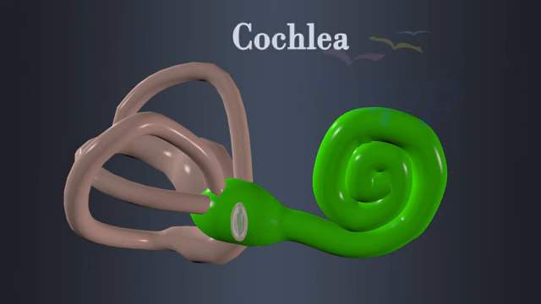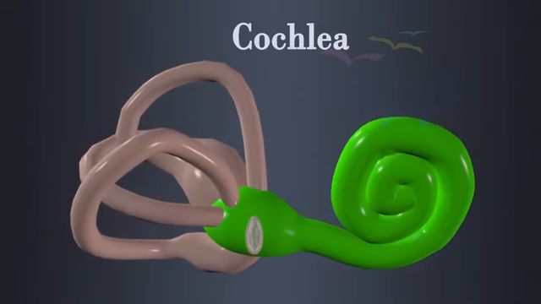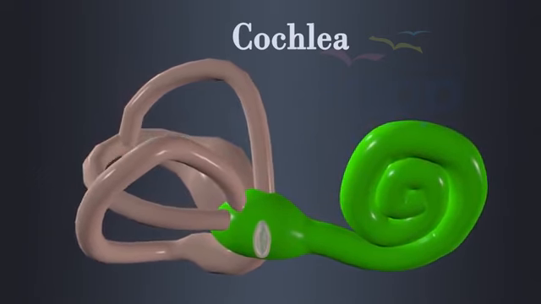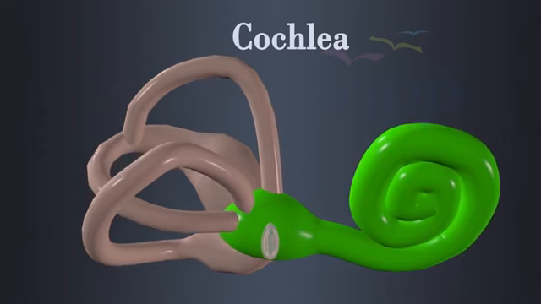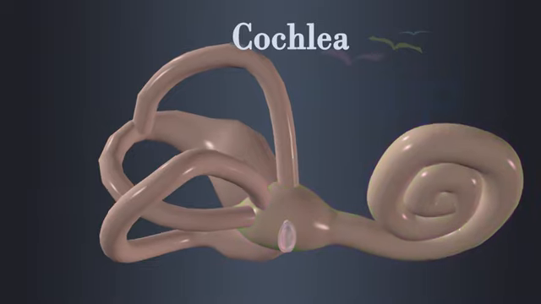Cochlea. The cochlea is a spiral-shaped, fluid-filled structure resembling a snail shell. It is the primary organ of hearing and converts sound vibrations into electrical signals that the brain can interpret as sound. The cochlea is a complex and highly specialized structure with several key components that play a crucial role in the hearing process.